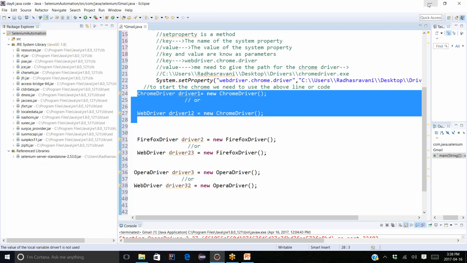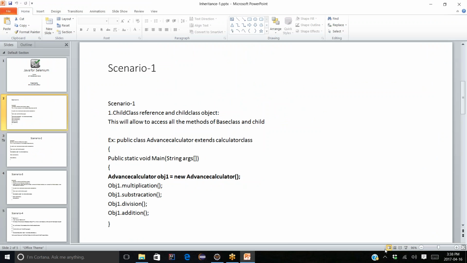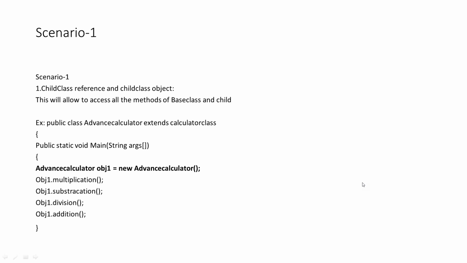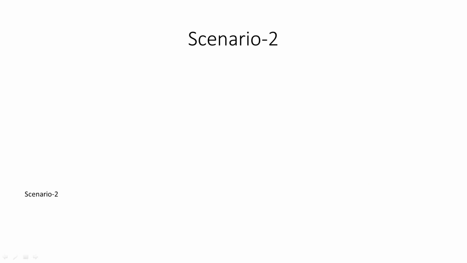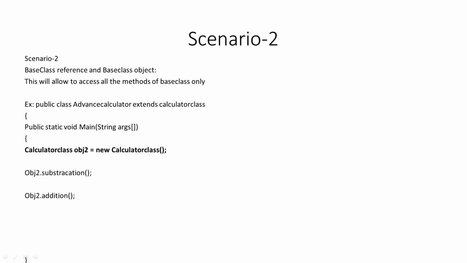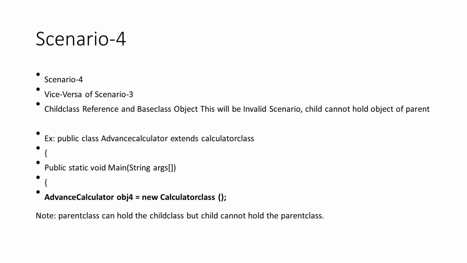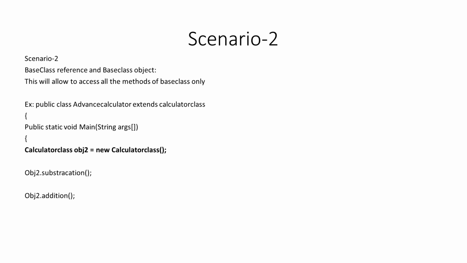Okay. Now please look at this nicely. Scenario one, scenario two, this is the second scenario, and this third scenario, fourth scenario. That's it. There are four scenarios. I'm going to explain about inheritance. We have four scenarios I did not cover earlier. Right now I'm going to cover these four scenarios.